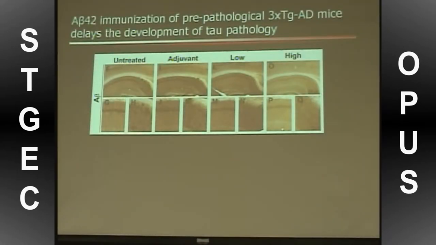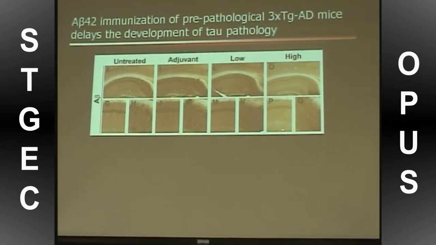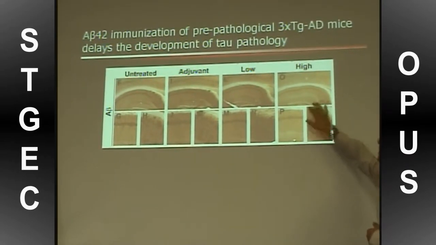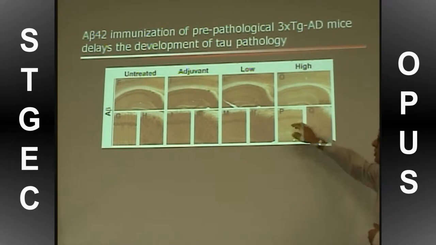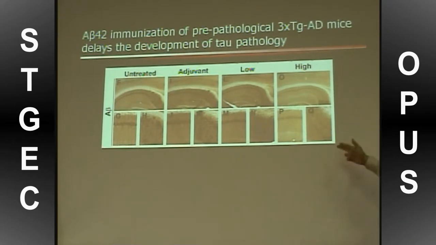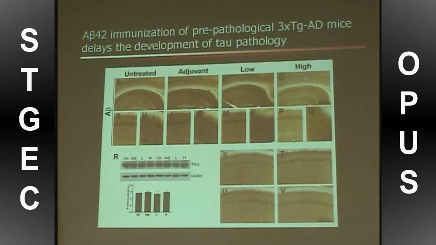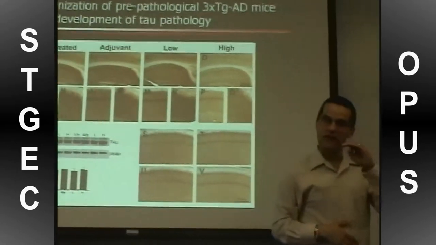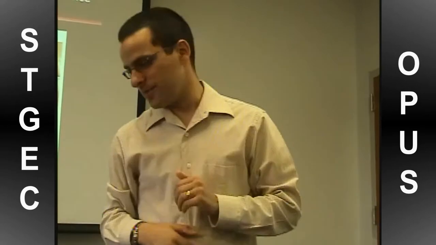And here is kind of dark, but you can compare the high responders. This is just high magnification of different hippocampal regions with all the control groups. And you can appreciate that there are no A-beta deposits in these mice. When we look at the tau deposits, again, we have untreated, adjuvant, low responders, high responders. You can see that the high responders don't have any somatodendritic tau deposits, despite the fact, again, that the steady-state level of the tau transgene remains unchanged.